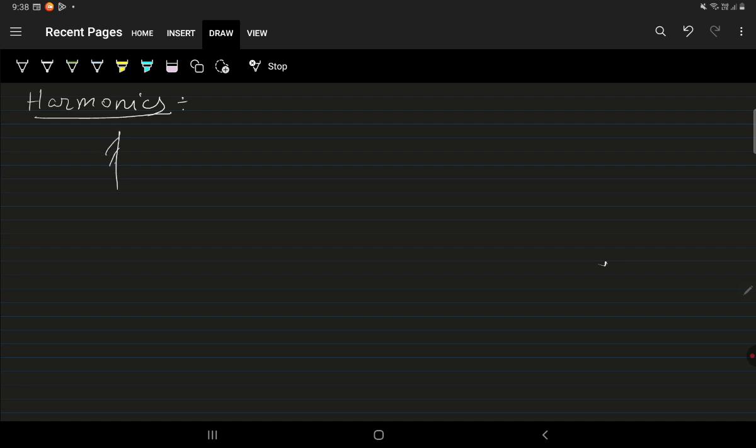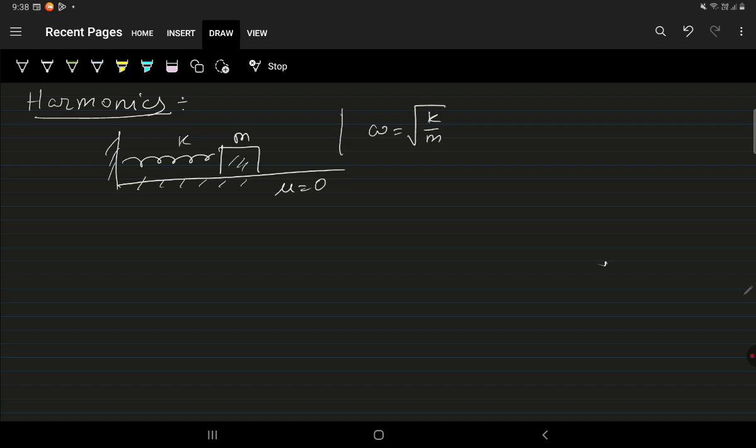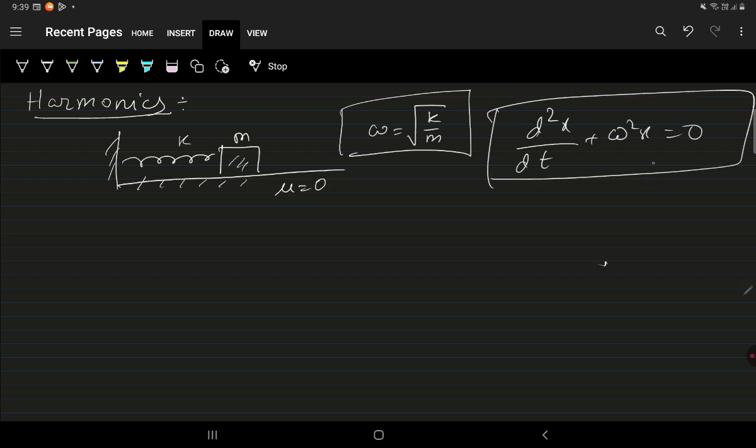We must have come across a situation like this, where there is a spring-block system on a frictionless floor, where mu equals 0 and damping is negligible. The spring constant is k and the mass of the block is m. So we write that omega equals root k by m. Easy peasy, because it's of the form d2x by dt2 plus omega square x equals 0. This is the form of equation we get while solving this system.